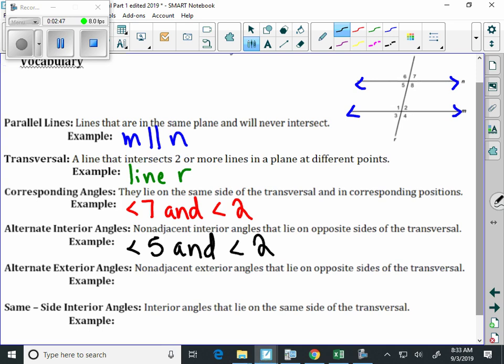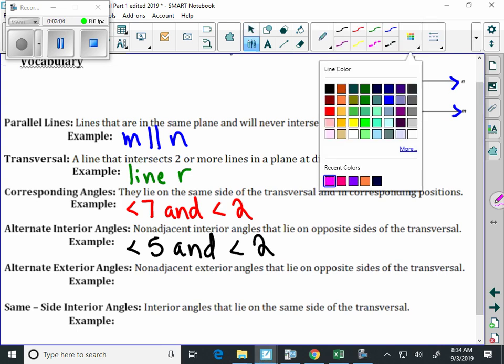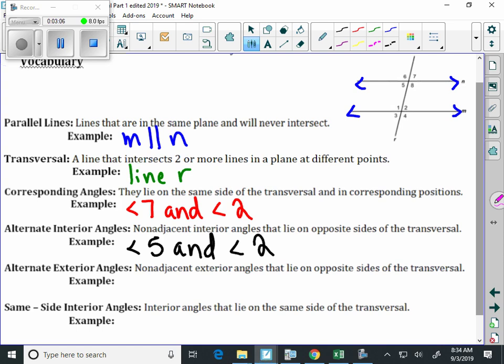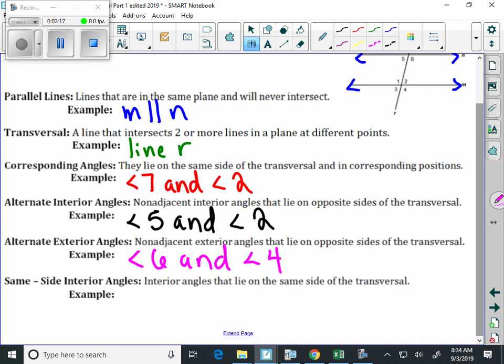Alternate exterior angles are, again, non-adjacent, so they're not side by side. They are exterior angles, so look outside the parallel lines, and they lie on opposite sides of the transversal. So we can say that angle 6 and angle 4 are alternate exterior angles.